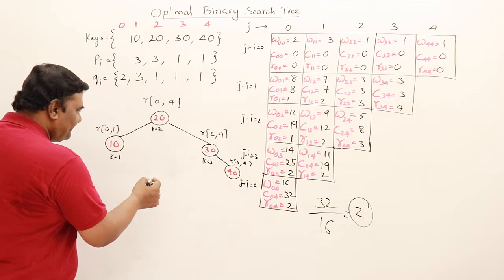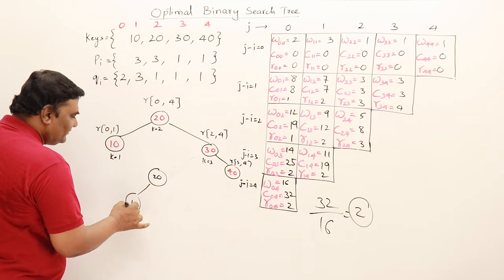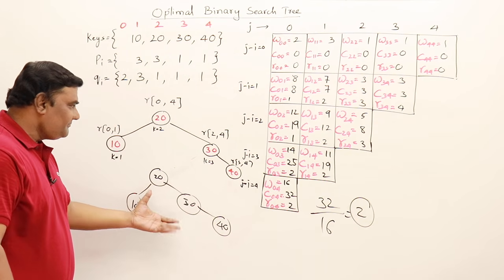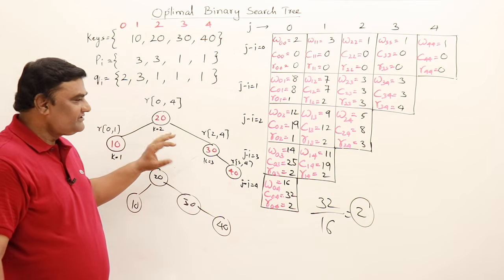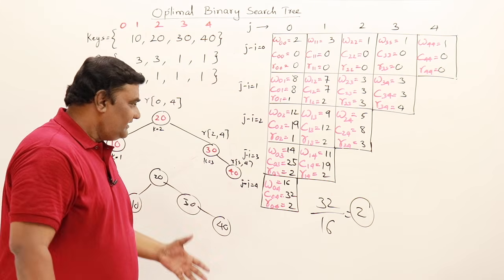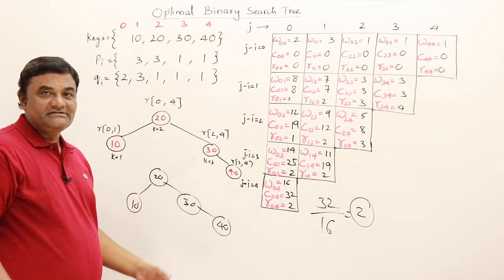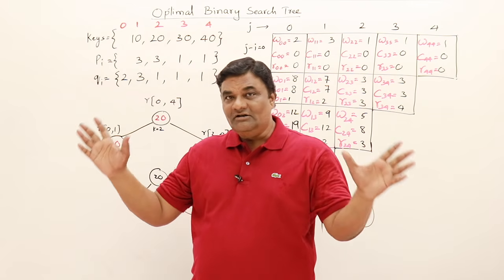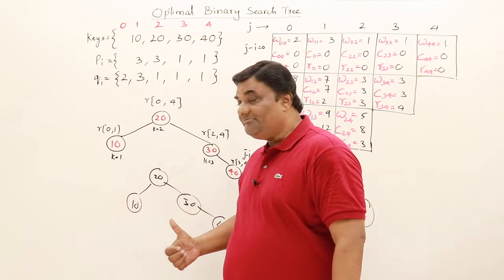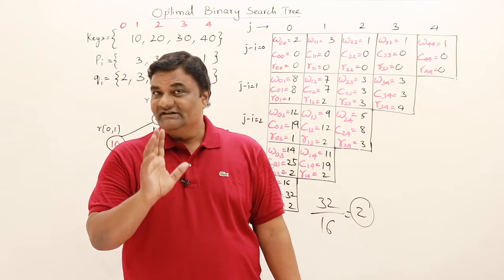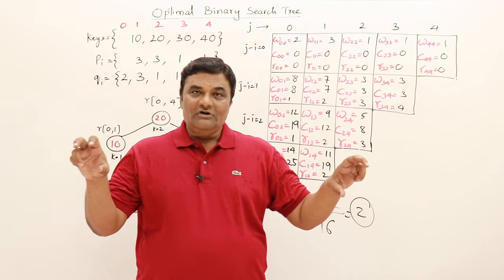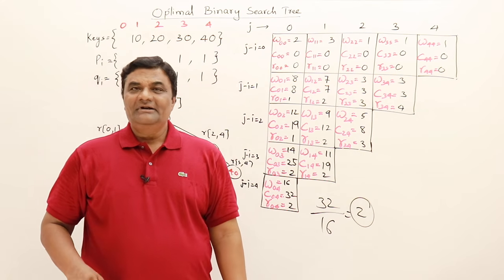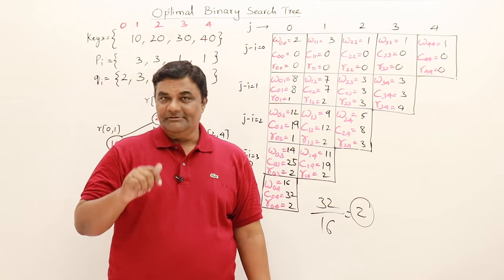So this is an optimal binary search tree with 20 in the root, 10 on the left side, 30 on the right side, and 40 on the right of 30. This is the optimal binary search tree based on the successful and unsuccessful search probabilities, the one which takes the minimum cost. It is as if we tried all possible binary search trees and took the best one. We found all possibilities and took the minimum one. This is the approach of dynamic programming, and we have solved one problem using it.